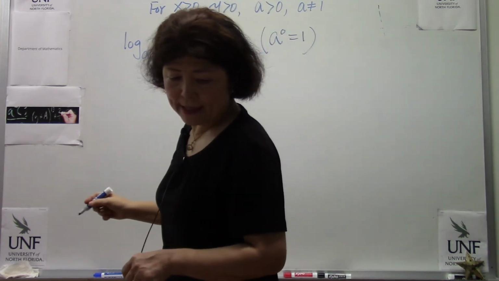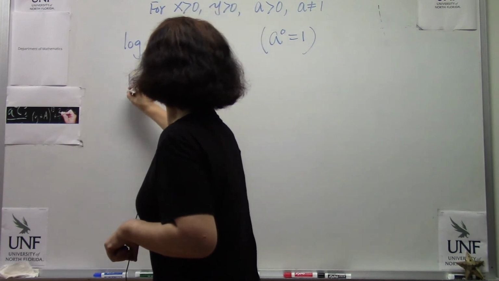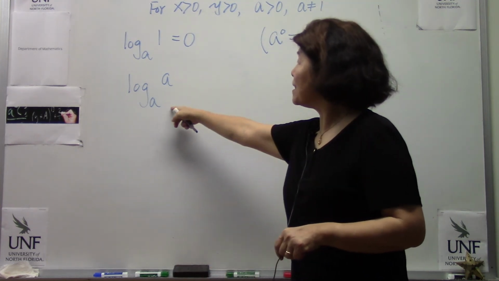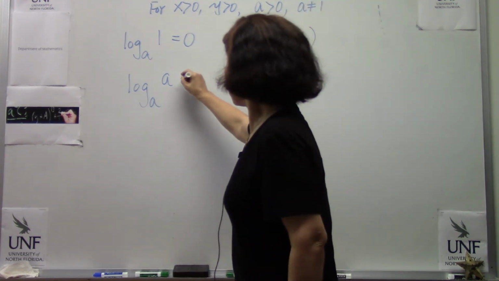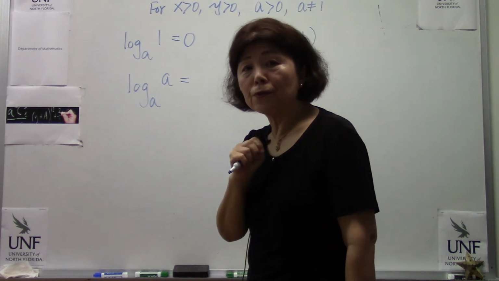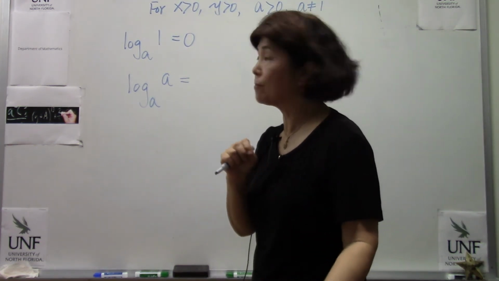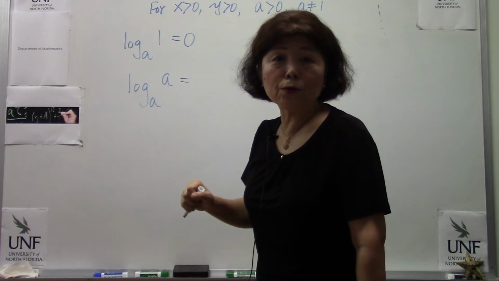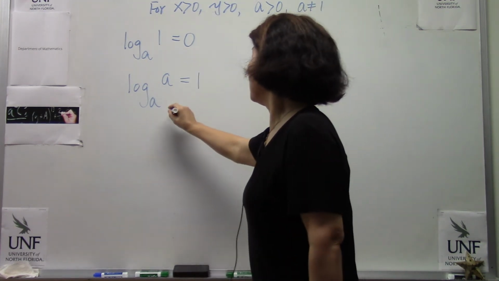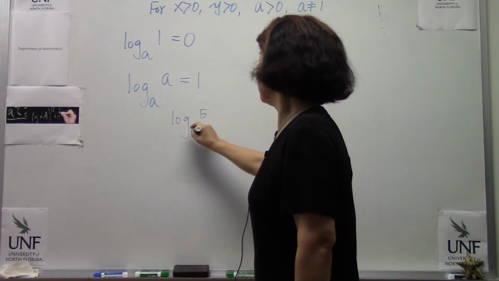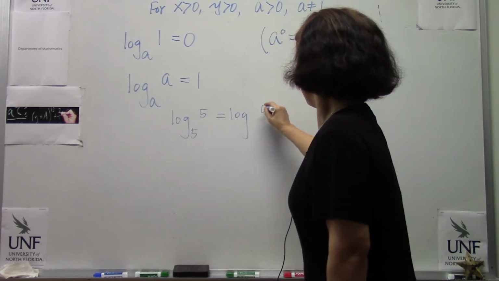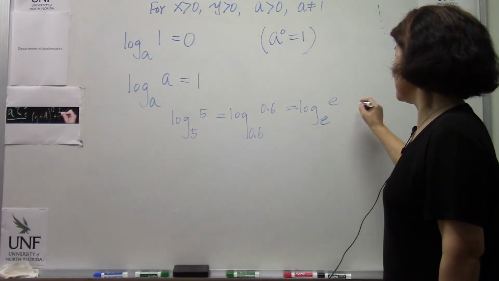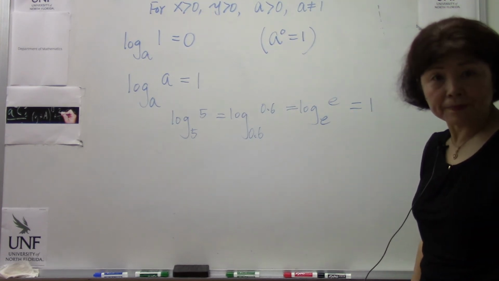And the base a logarithm of a. In other words, when you have log a to base a, the argument and the base are equal. So in that case, again, always when you are confused, go back to the very definition. Okay? This is asking you, what power of a will make a? Of course, power 1. So this is 1. So this time, when you have log 5 to base 5, or log 0.6 to base 0.6, or log of e to base e, the answer is going to be 1.